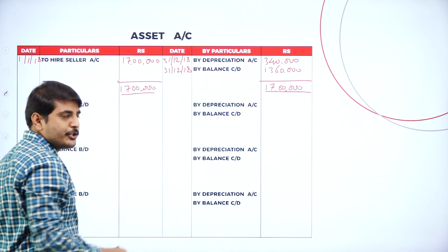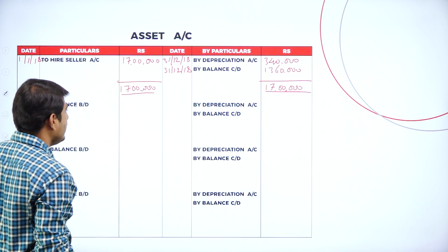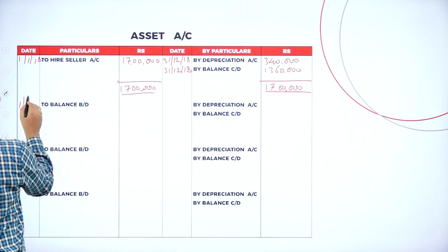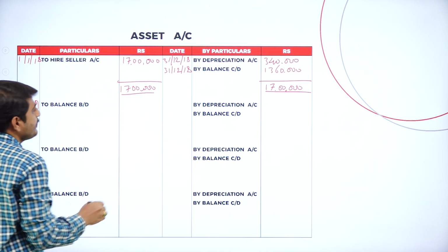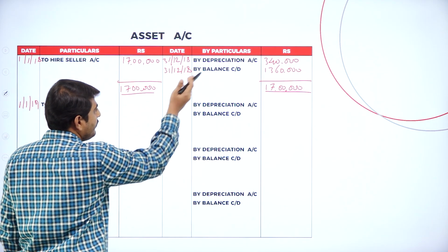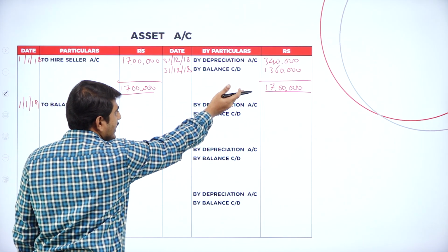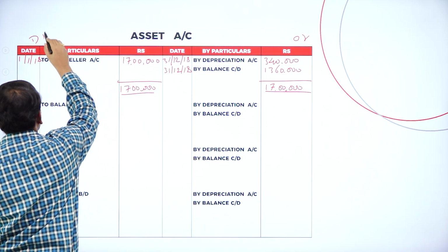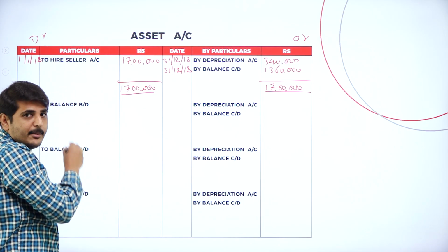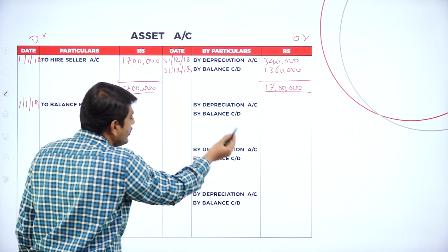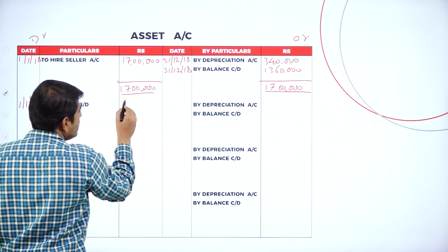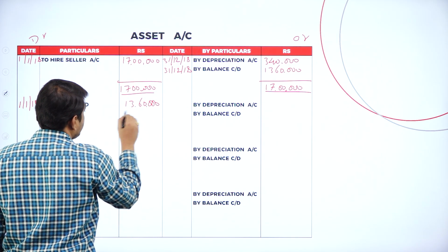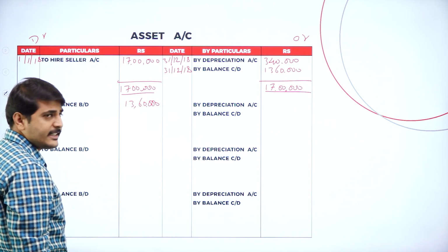Again, the same amount should be brought down for the next year. What is the first date of the next year? 1/1/2019. You have to bring down the amount. If the amount is carried down on the credit side, it should be brought down to the debit side. If it is carried down on the debit side, it should be brought down to the credit side. So it is 13,60,000.